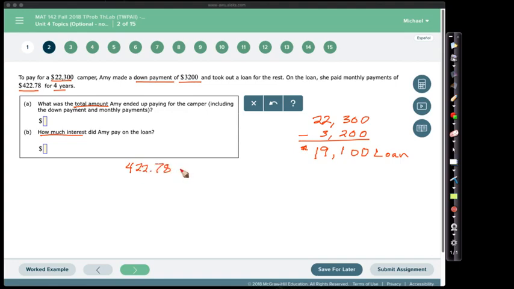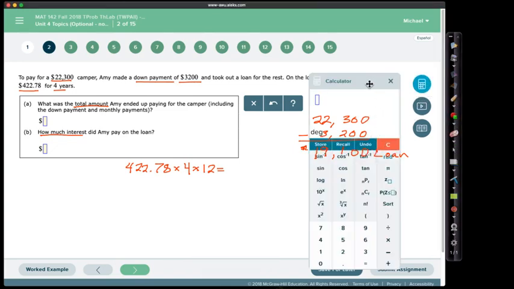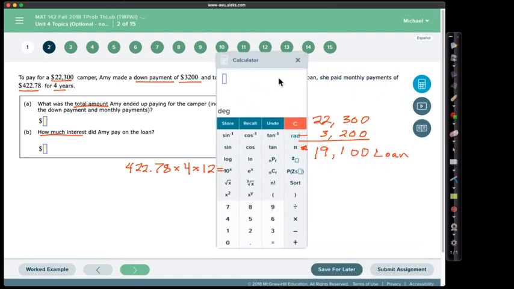That means she's going to pay $422.78 every month for 4 years. So we could multiply by the 4, that gives the 4 years, but in each year there are 12 months. So this is what we need to calculate. Again, we'll pull over here, get the calculator out, and take 422.78 times 4 times 12. As you get proficient, you'll remember that 4 times 12 is 48, and maybe just jump to that, that's fine. But if you don't, here we are.